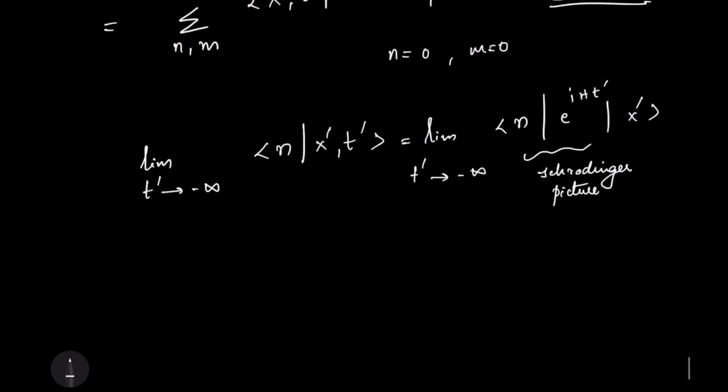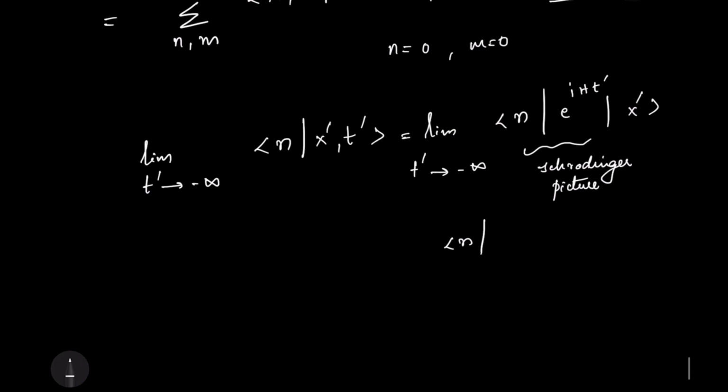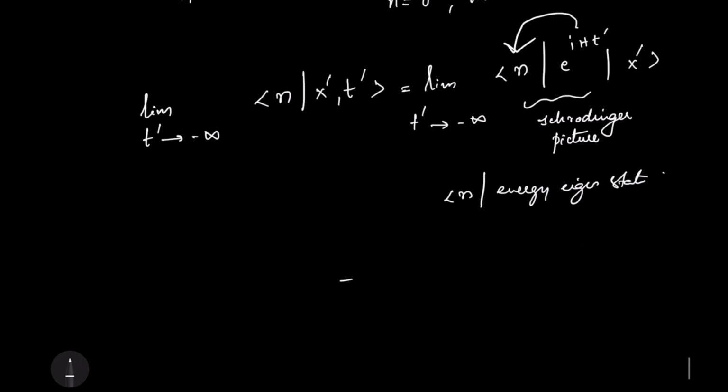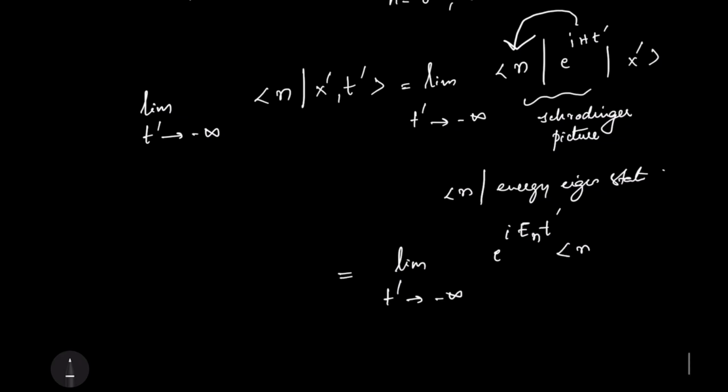And here you have to see that this n is an energy eigenstate. So when e raised to i H t prime acts on the energy eigenstate, then I will get an eigenvalue multiplied by the state, right? So I'll get limit t prime tending to minus infinity e raised to i E n t prime. This is the eigenvalue, then n x prime.